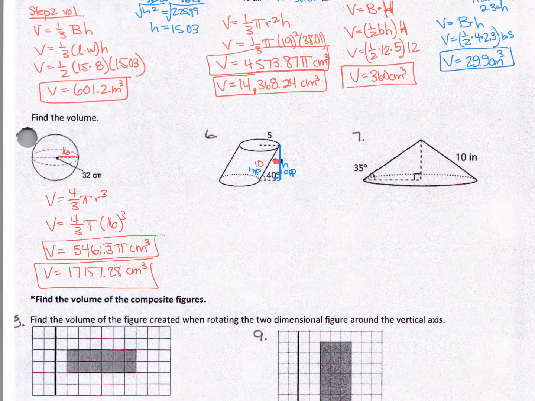So step 1 for me is to find the height. And to do that, I'm going to do the sine of 40 equals opposite over hypotenuse. Multiply both sides by 10, and I get that my height is equal to approximately 6.4.